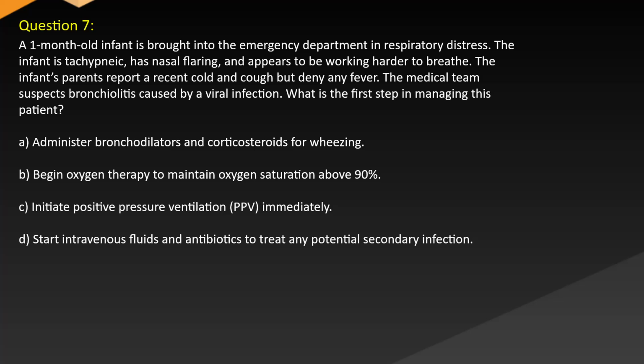A. Administer bronchodilators and corticosteroids for wheezing. B. Begin oxygen therapy to maintain oxygen saturation above 90%. C. Initiate positive pressure ventilation (PPV) immediately. D. Start intravenous fluids and antibiotics to treat any potential secondary infection.